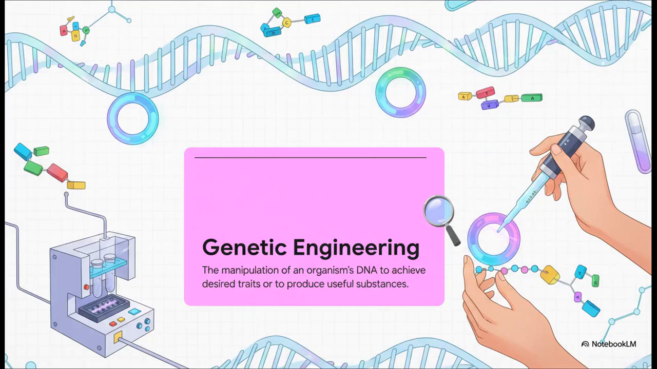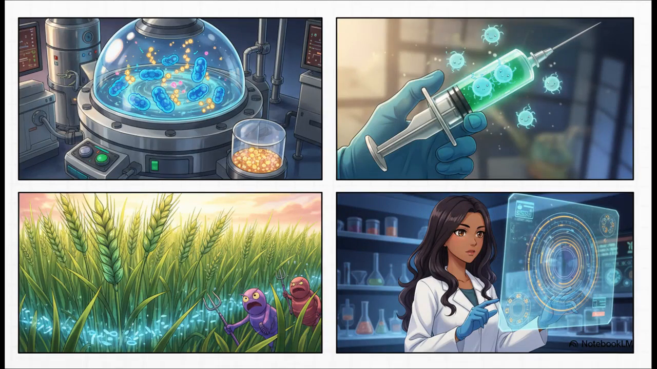So, using tools like PCR and everything we've learned about plasmids, we can now do something that was once pure science fiction: genetic engineering. This is where we stop just reading the genetic code and we start actively writing it. We can insert genes, delete them, edit them, basically get an organism to do what we want it to do. And the applications? They are just staggering.